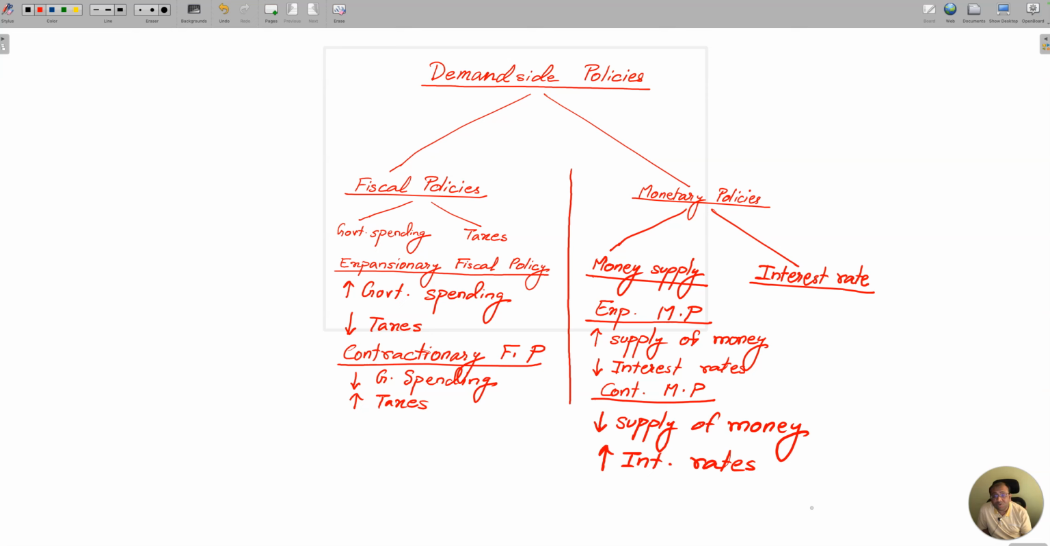Likewise, businesses would not be setting up additional factories, which in turn could have led to an increase in aggregate demand. So in both these cases, it would lead to a reduction in aggregate demand in the economy over a period of time in the near future, which in turn will reduce the inflationary pressure in that particular economy. So with that, we complete the demand side policies.